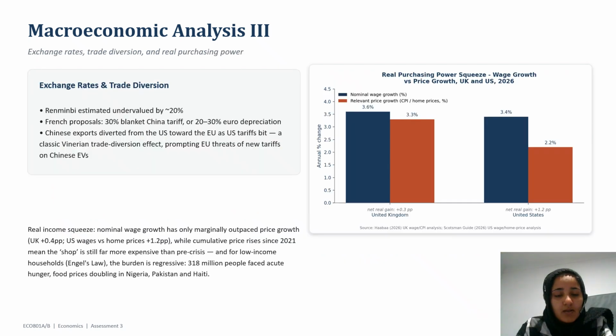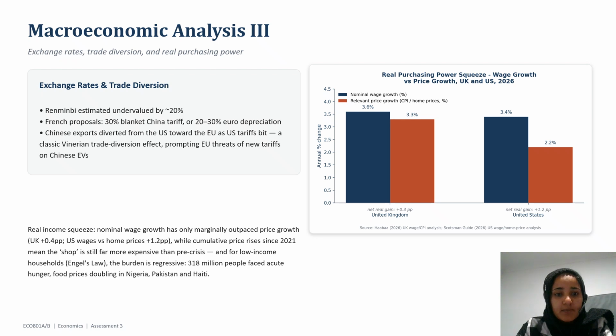Now I will discuss the microeconomic analysis, third, which focuses on exchange rates, trade diversion, and real purchasing power. First, let's look at the information on the left. It explains how exchange rates affect international trade.